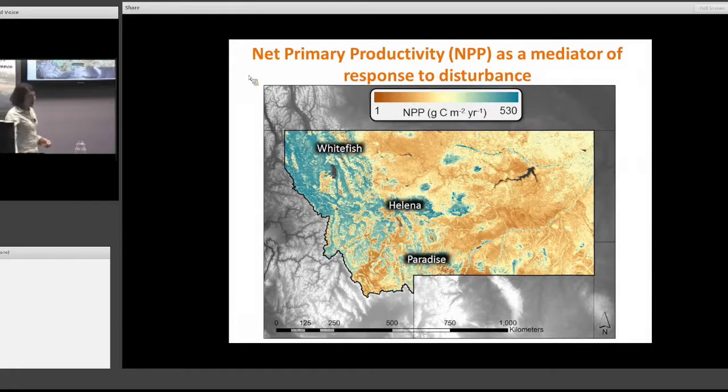These are all forest sites? Forest sites. All lodgepole? Not all of them. Yeah, so species composition varies quite readily across there.